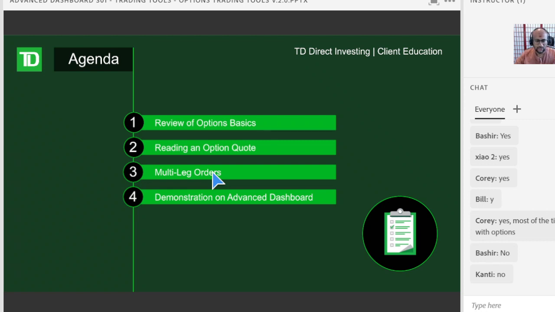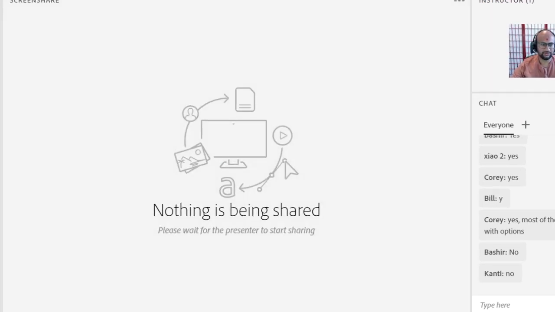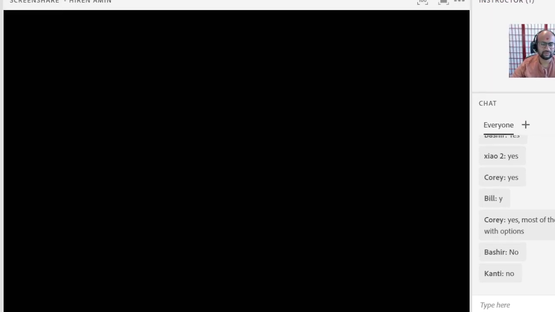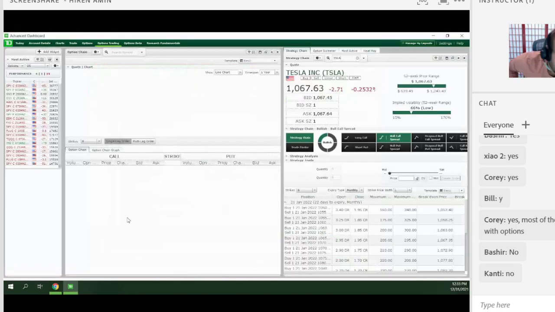So let me go into the dashboard for a moment, and we're going to start exploring and show you a few different things as it relates to options. I'm going to go back into screen share mode over here, and let's bring it up. Okay, so I've got the dashboard opened up here now. And one thing, let me just move my chat box over here so I can see the chats. Okay, so here is the advanced dashboard.